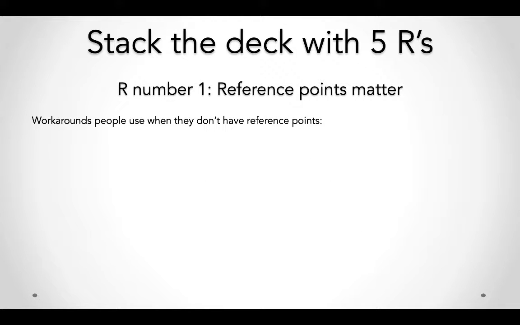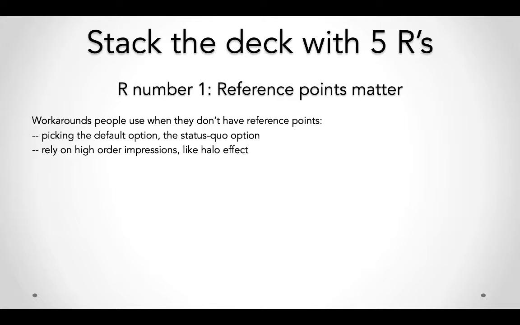What do people do when they don't have reference points? They try to pick the default option, assuming there is one, the easiest one possible, or rely on some other effect, like a halo effect. So this reference point is quite powerful. It transforms gains into losses or losses into gains. Therefore, it allows for the framing effect as well.